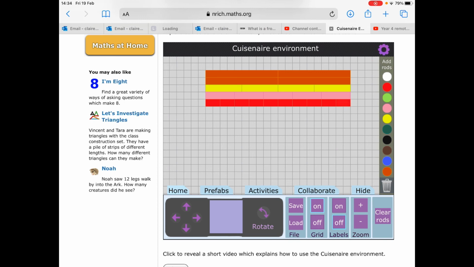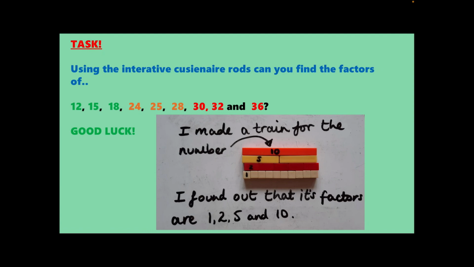Okay, but so you can see really clearly that my factors so far of 20 are 10, 5, 4, and 2. So hopefully you will be able to find this and have a play around in order to do your task. Right guys, so your task.